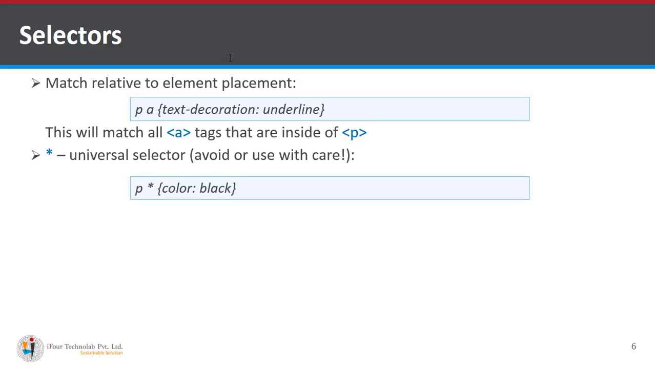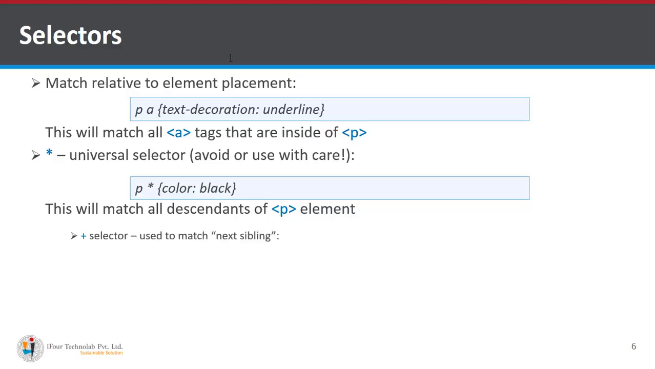Now again, the asterisk mark, that is the universal selector. Please avoid using this universal selector. Sometimes it can be dangerous. If you want to use the universal selector, you can use it like this. This will match all descendants of the P element. If the P element has an anchor tag or a div tag or a span tag, any of the tags will have this CSS applied, color equal to black.